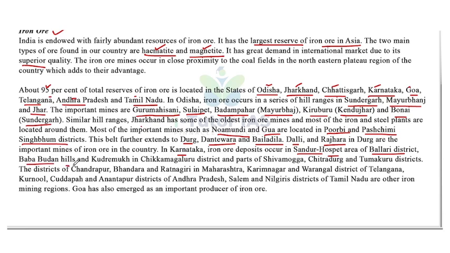Then Baba Budan Hills and Kudremukh in Chikmagaluru district and parts of Shivamogga, then Chitradurga and Tumakuru districts. The districts of Chandrapur, Bhandara, and Ratnagiri in Maharashtra, then Karimnagar and Warangal districts of Telangana, Kurnool, Kadapa, and Anantapur districts of Andhra Pradesh, then Salem and Nilgiri districts of Tamil Nadu are other iron mining regions. And Goa has also emerged as an important producer of iron ore. So that's about iron ore and its distribution in India.